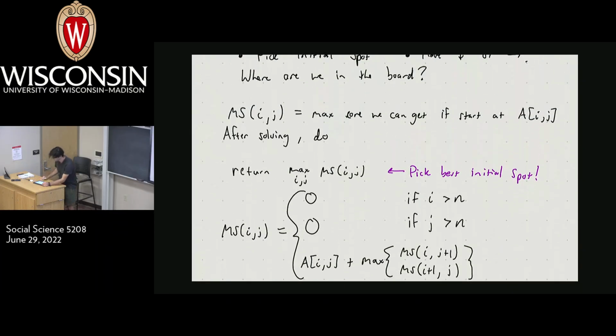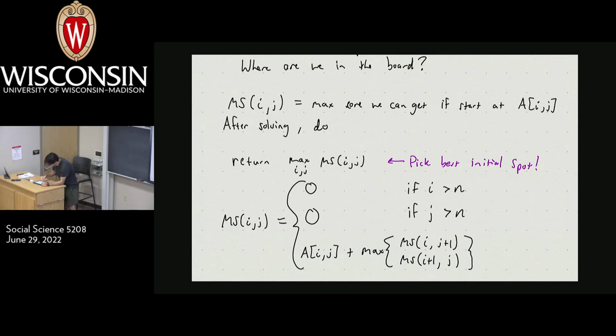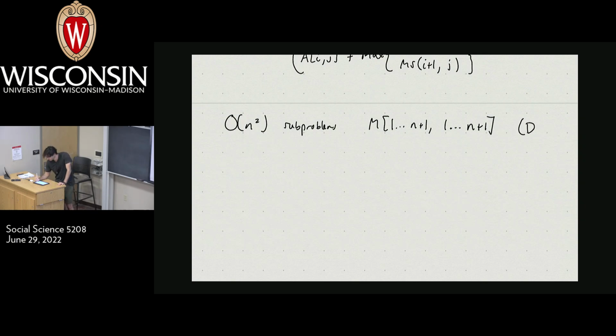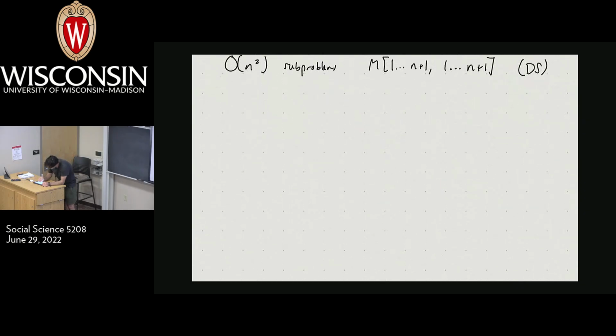How many subproblems? Just say any number, but say it confidently. 3. Yes, n squared. So that's the subproblems. How can we save all the subproblems in an array? 1 to n plus 1, 1 to n plus 1. Cool. That's our data structure. Now we get to draw a picture. That's the best part.